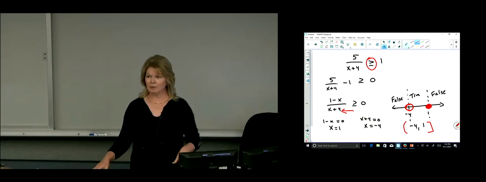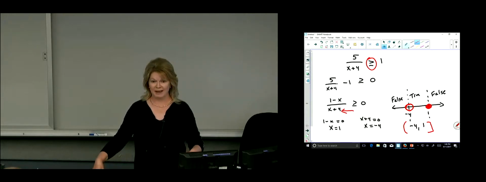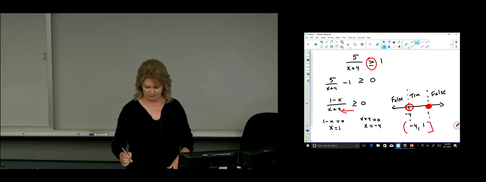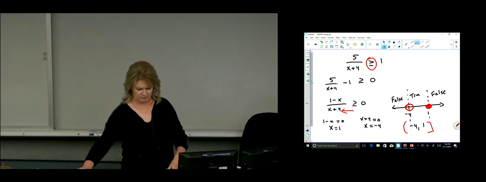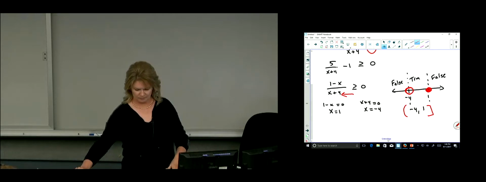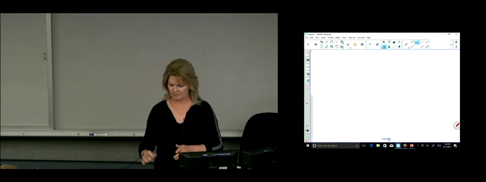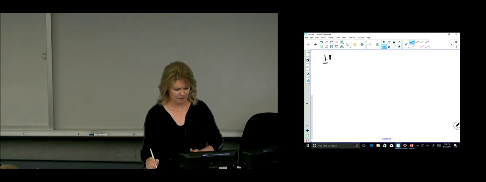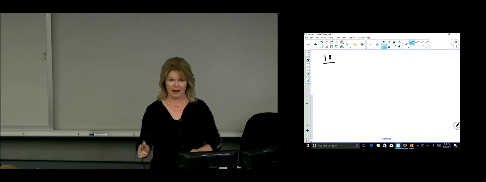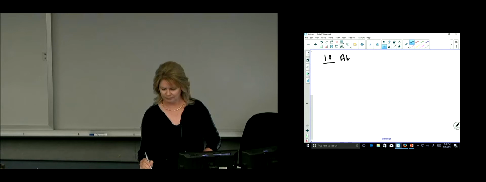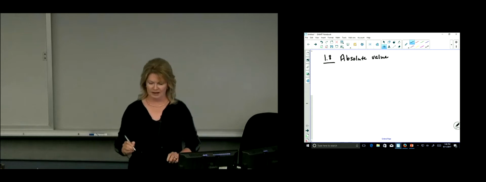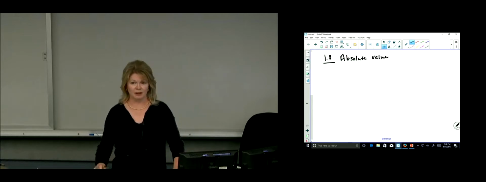All right. Today, what we're going to do is section 1.8, and that finishes all of chapter 1. 1.8 is using absolute value. And 99.9% of the time, when you solve an absolute value problem, you're going to have two answers.